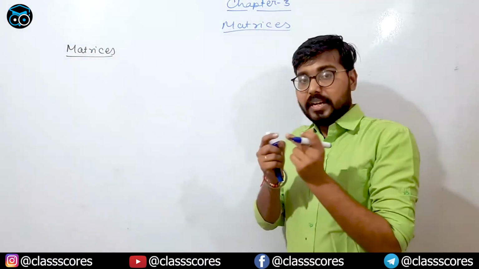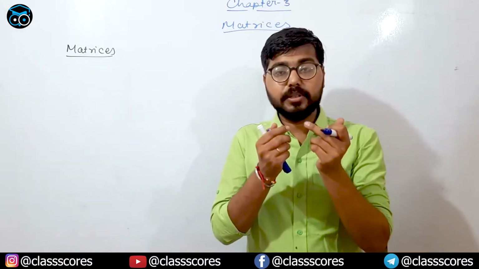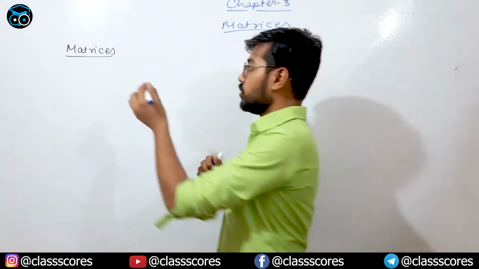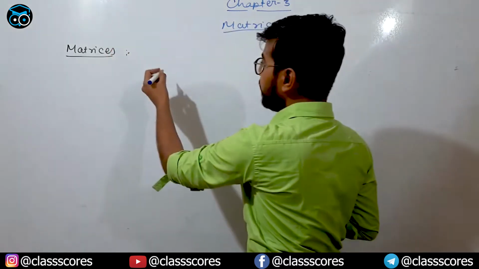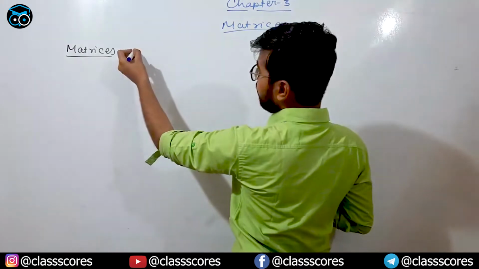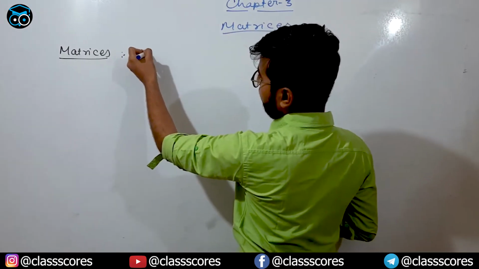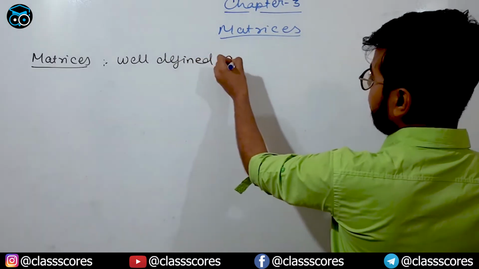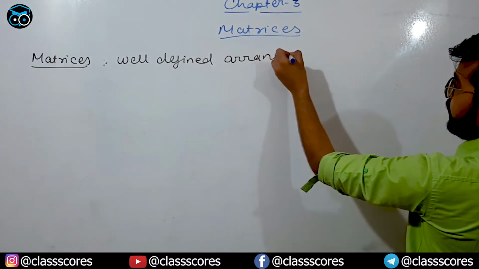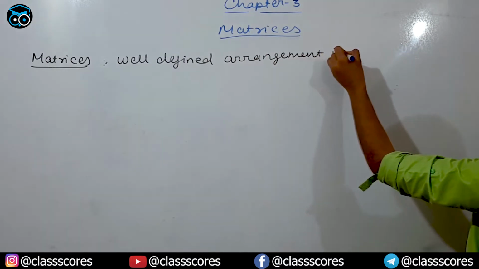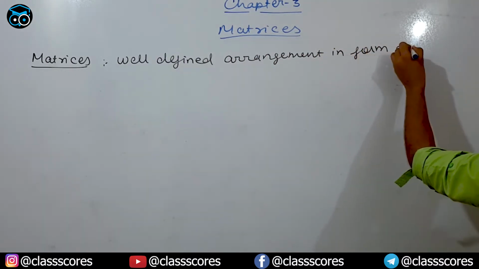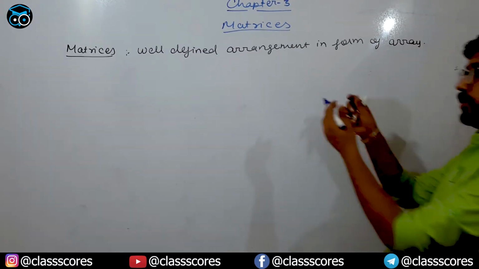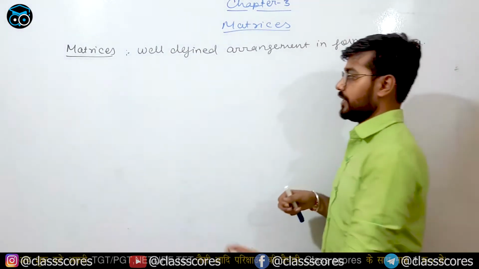Array arrangement means an arrangement which consists of some rows as well as some columns. Okay. So a matrix is a well-defined arrangement in array form. We can say a well-defined arrangement in the form of an array. Okay, so this is known as a matrix.